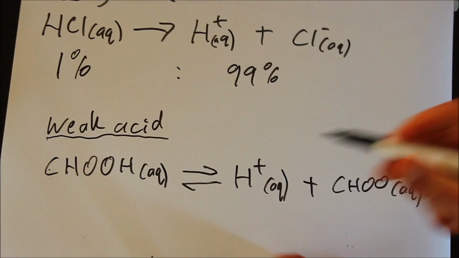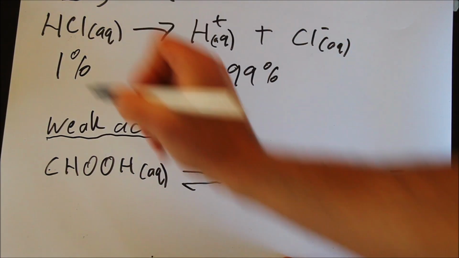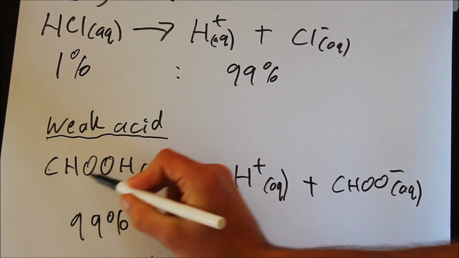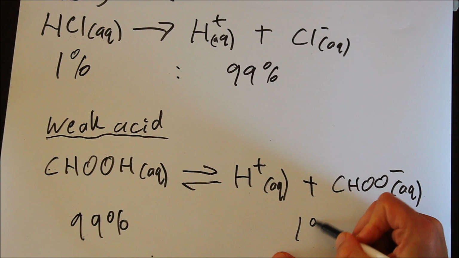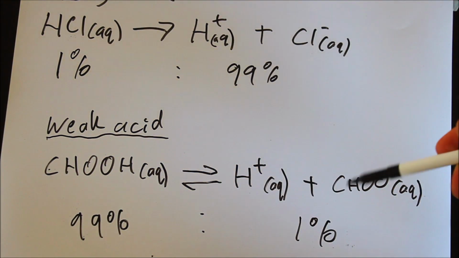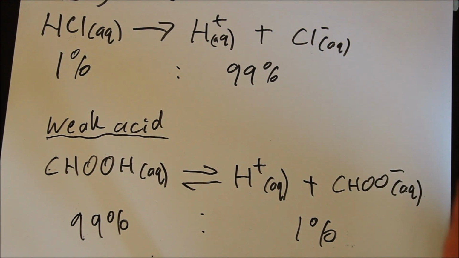This time it's the other way around. We end up with 99% of this. Very little of this breaks down. We end up with only 1% of this. These aren't real numbers, these are just numbers to demonstrate the principle.